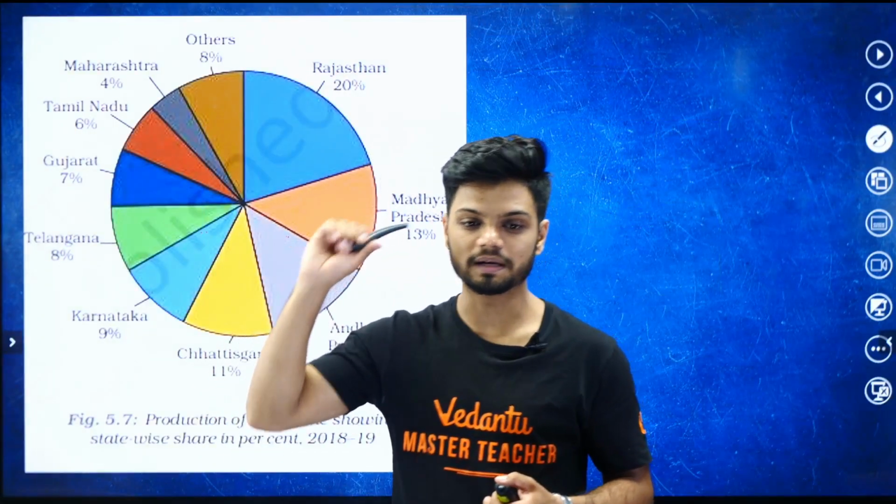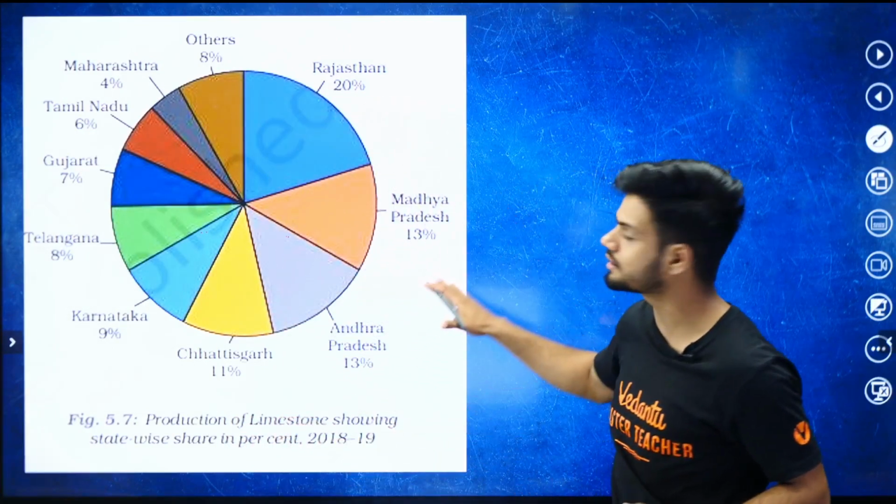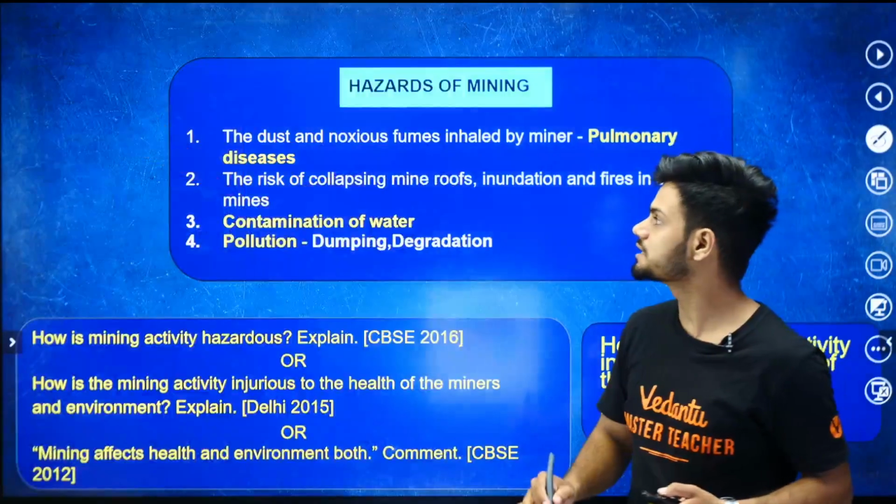This is the complete chart for the production of limestone. Can you see which is the highest manufacturing? Yes, Madhya Pradesh is the highest.